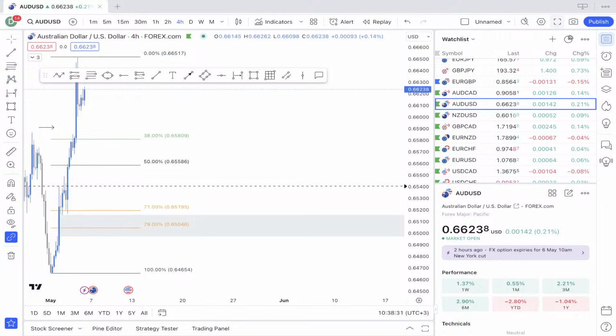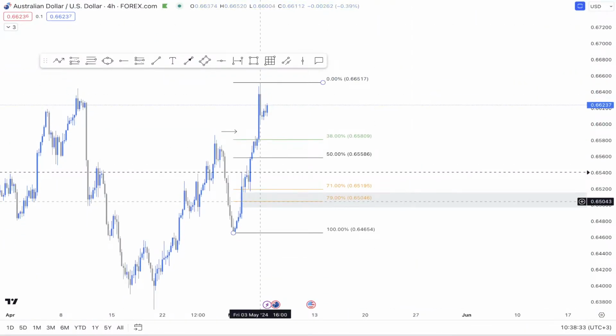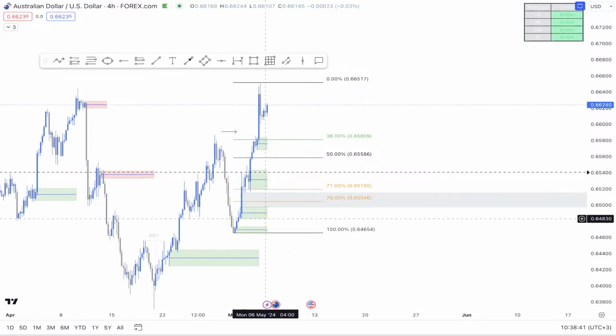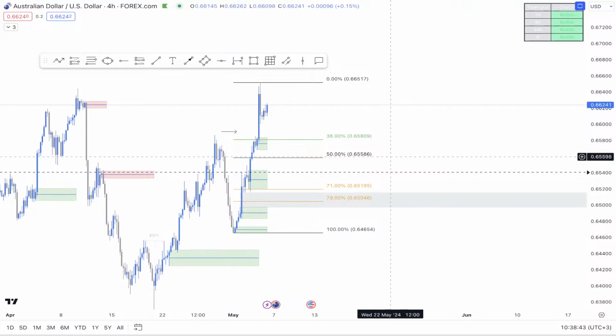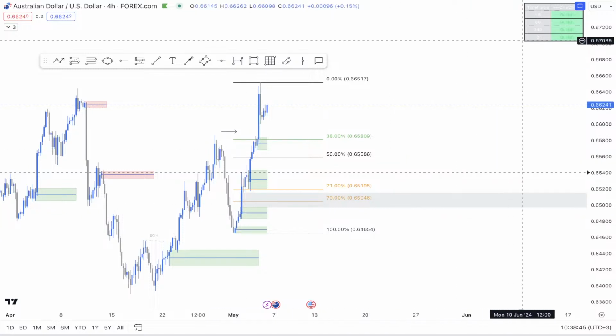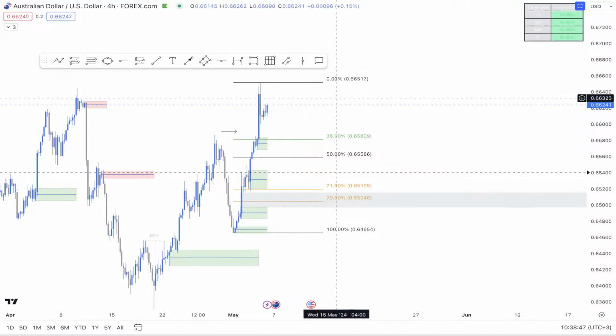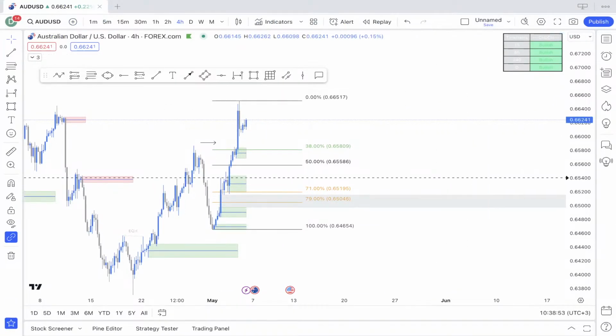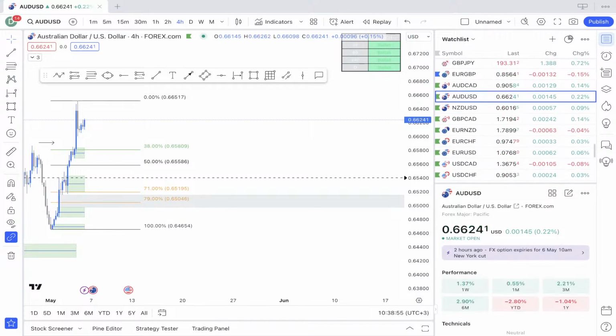AUD USD, very similar setup. Okay, we have an impulsive move towards the upside. After the break, I was able to identify this fair value gap that is lining up perfectly with the area of interest as well as with this bullish trader order block. Daily and 4-hour are both bullish on the trader graph. And so far, this pullback looks pretty corrective, so we definitely want to see a continuation of that.